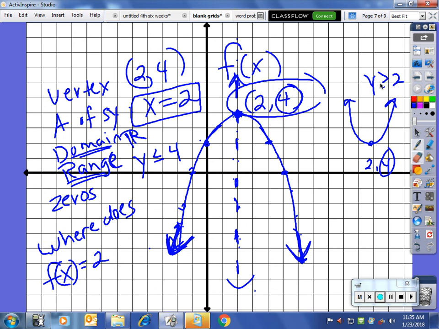Okay, so to find range, you must know what the vertex is. Specifically, you must know the y value of the vertex, and it's either going to be all the numbers are below that, or all the y values are above it if you've got a smile.